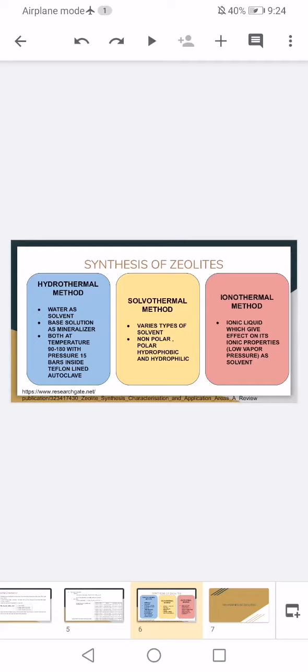hydrophilic solvent. Okay, and the last one is the ionothermal method, which is another special category of solvent thermal synthesis method in the production of zeolite, in which the solvent used is an ionic compound and not a molecular one, as the solvents used are called ionic liquids, as they have ionic nature that has an effect on some particular properties such as low vapor pressure.